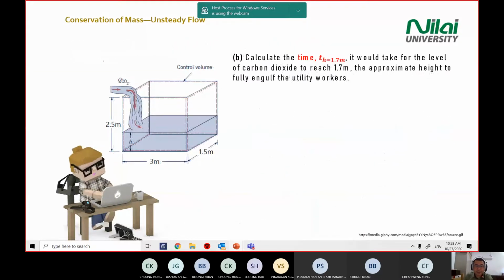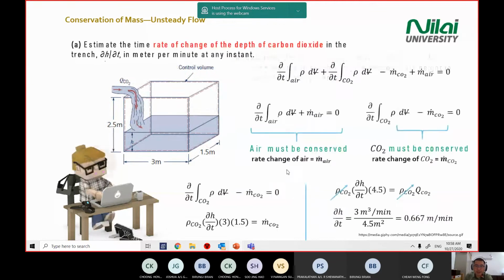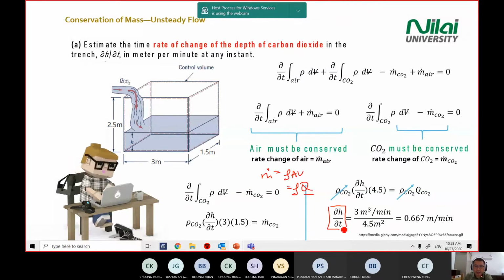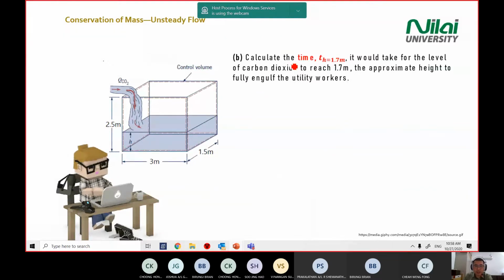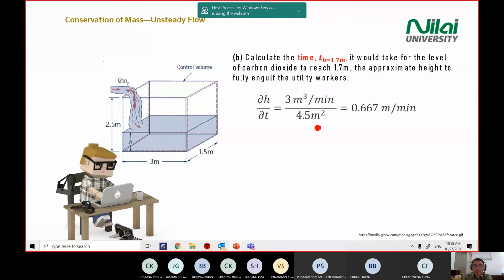Okay, we move to the B. Since you already have del H over del T for CO2, when you move forward to section B to find the time where it reached 1.7, 1.7 is the height of the workers, like I mentioned just now. Typical height for Asian adults. So you know that del H over del T equal to 0.667.